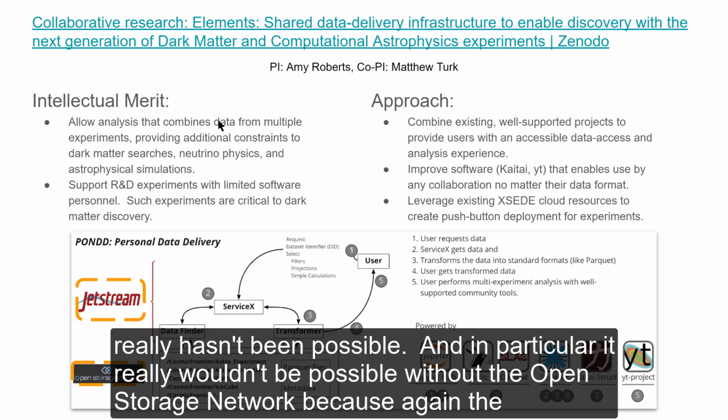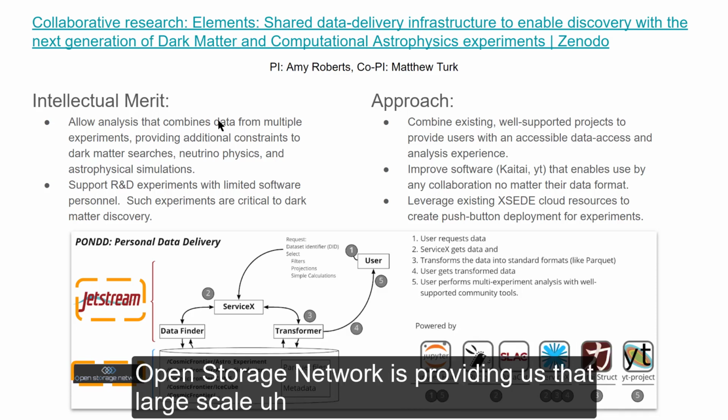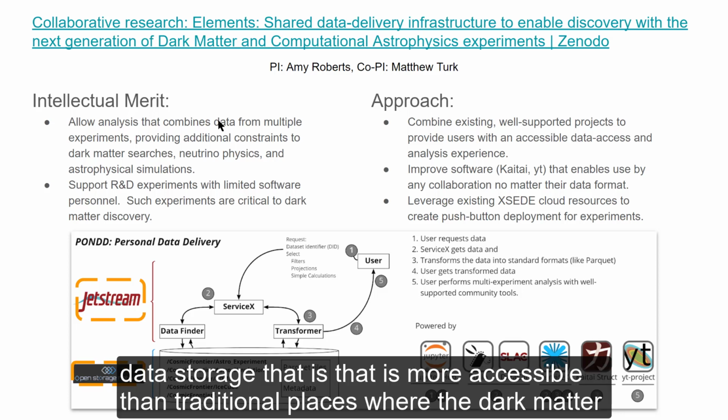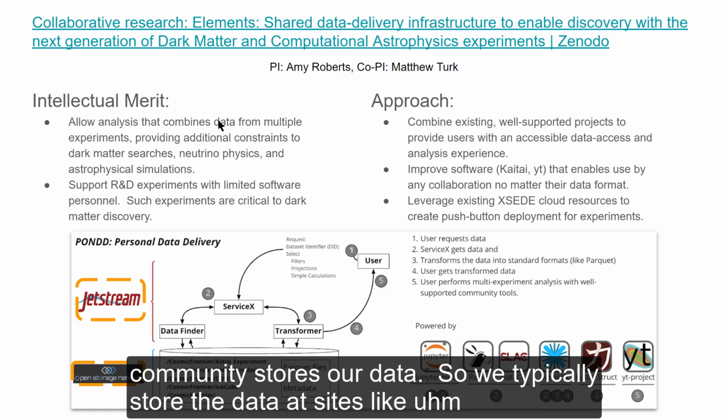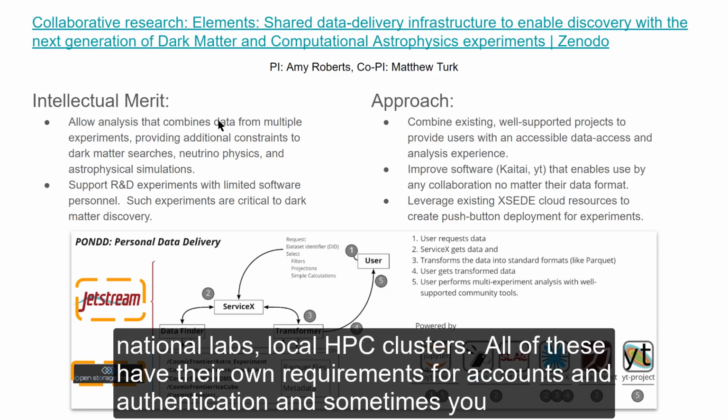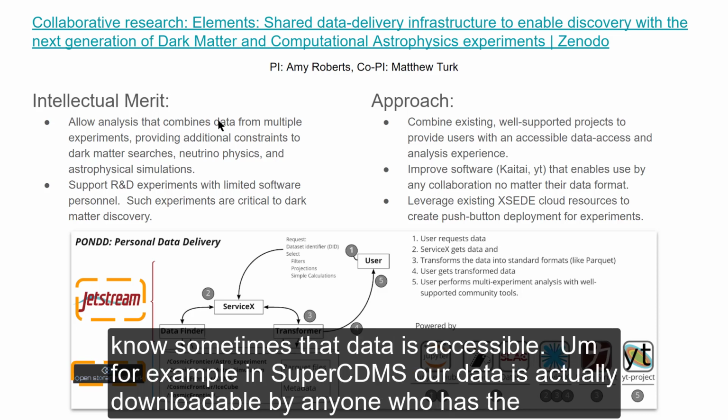And in particular, it really wouldn't be possible without the Open Storage Network, because again, the Open Storage Network is providing us that large scale data storage that is more accessible than traditional places where the dark matter community stores our data. So we typically store our data at sites like national labs, local HPC clusters. All of these have their own requirements for accounts and authentication. And sometimes that data is accessible.